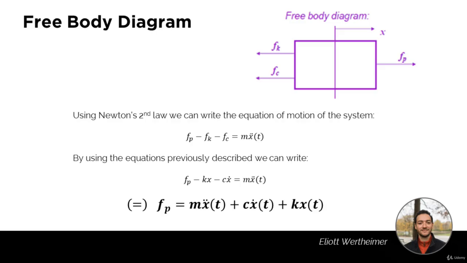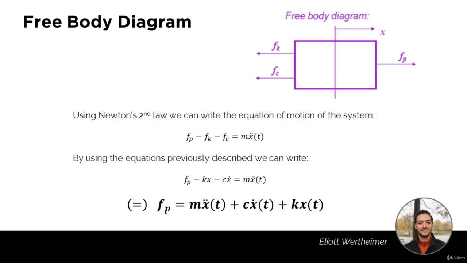Using the equations previously described, we can write that Fp minus k, the spring constant, multiplied by the displacement x of the mass, minus c, the damping coefficient, multiplied by the velocity of the mass, is equal to the mass multiplied by its acceleration.